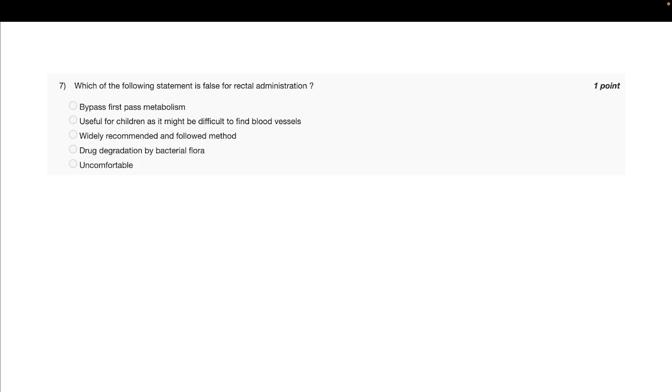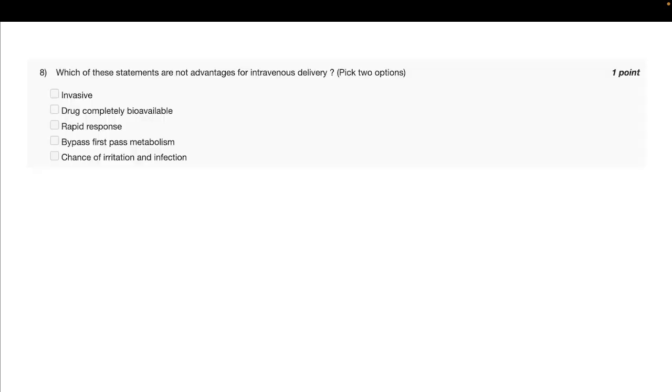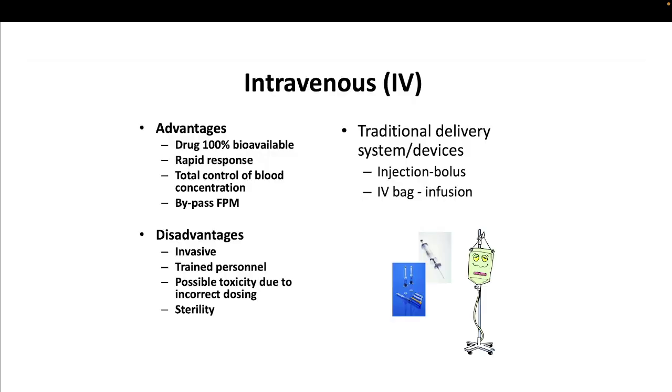Next was, which of the following statements is false for rectal administration? The false statement was, it is widely recommended and followed method, which is actually false, because it's highly uncomfortable and needs trained personnel. It is only used for children. Next was, which of these statements are not advantages for intravenous delivery? The correct answer was invasive and chance of irritation and infection, because it involves injections, so it is invasive. Also, if your formulation is not sterile, you might inject patients with bacteria or other material which can cause infection, and it can cause irritation as well.